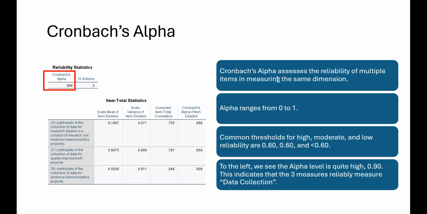Cronbach's alpha assesses reliability of multiple items in measuring the same dimension. Alpha ranges from 0 to 1. Common thresholds for high, moderate, and low reliability are 0.8, 0.6, and low would be less than 0.60. To the left, we see that the alpha level is quite high, 0.90. This indicates that the 3 measures reliably measure our belief in data collection.